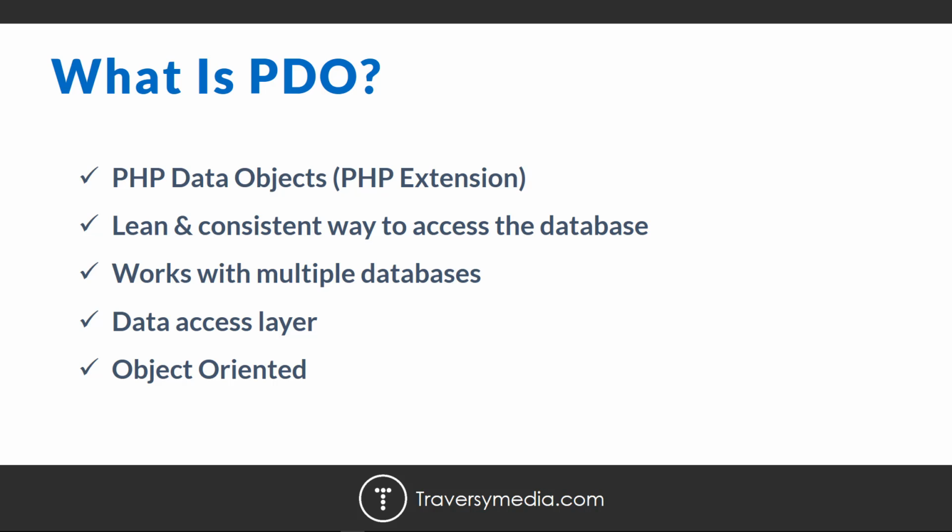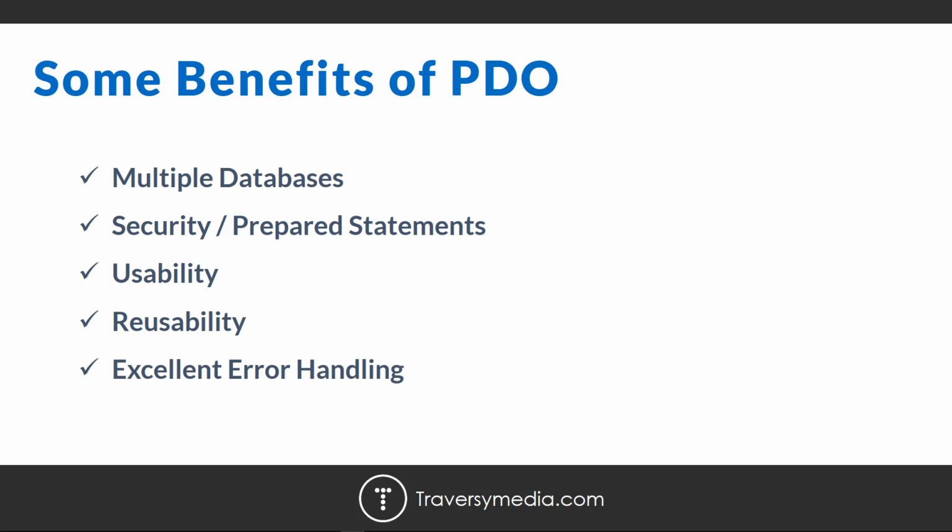PDO doesn't provide a database abstraction. It doesn't rewrite SQL like full-blown abstraction layers like something like PeerDB. It's an actual data access layer. It's also completely object-oriented with methods and properties. PDO ships with PHP version 5.1 and later. It will not run on PHP 4 because it needs the object-oriented features of PHP 5.